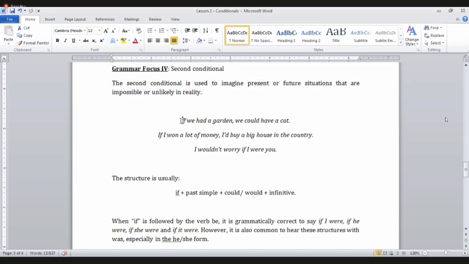So that is the second conditional. Now look at this example, the first example. Can two of you read it?